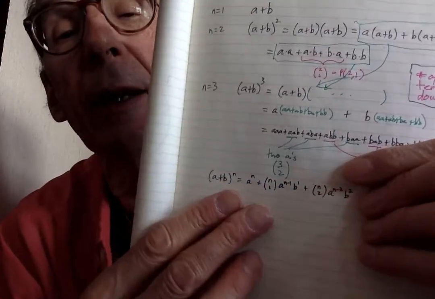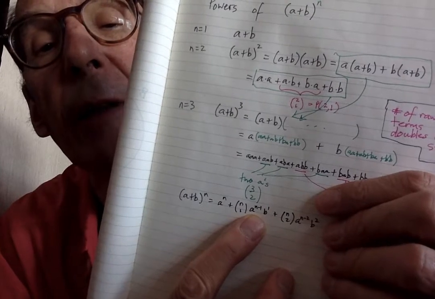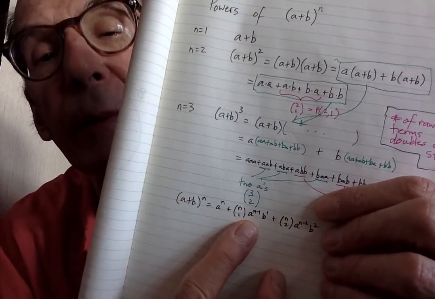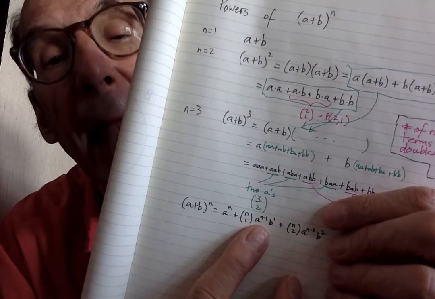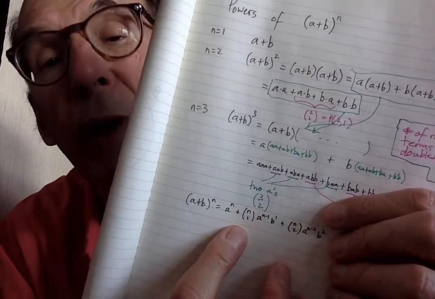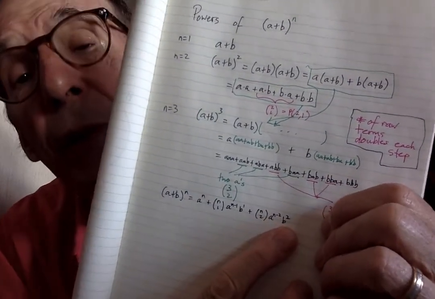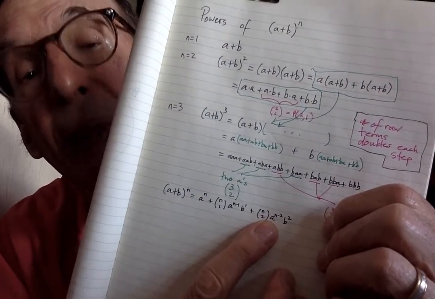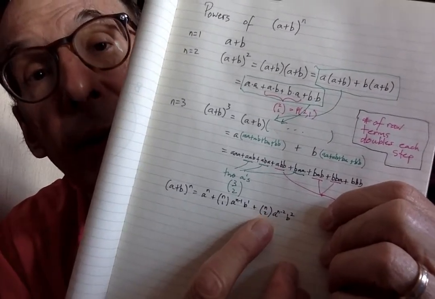What we're saying here is there are n factors, and one of them is b, and the rest, that would be n minus one of them, are a's. And then we have n choose 1 spots. Where does the b go? And then we've got n factors. Now 2 of them are b's, and n minus 2 of them are a's. And we have n choose 2 choices as to where the b's go.